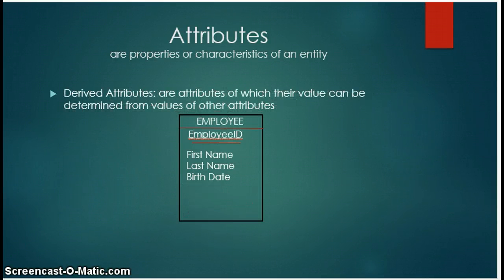Derived attributes are attributes of which their value can be determined from values of other attributes. Hence here, birthday of your employee. If you want to know their current age, you can just look at the birthday and look at the current date. So from then on, you can derive the current age.